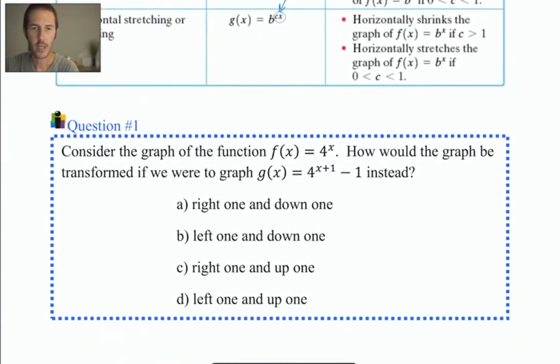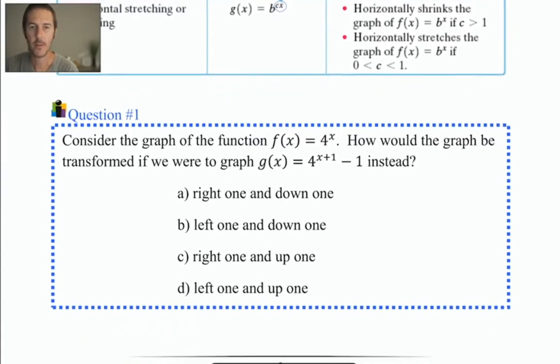So let's check out an example question. This one is starting us off with a parent function, an exponential function, f of x equals 4 to the x. And then there's this modification, this transformation made down here. We've added 1 to the inside of the function, inside the exponent position. What's the result of that?